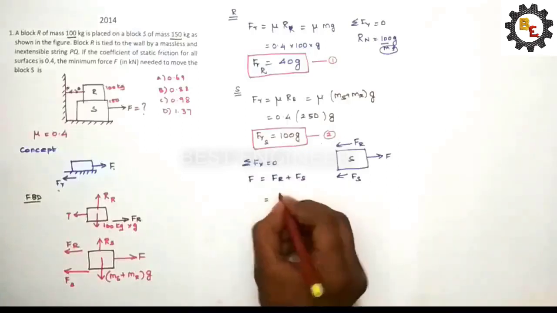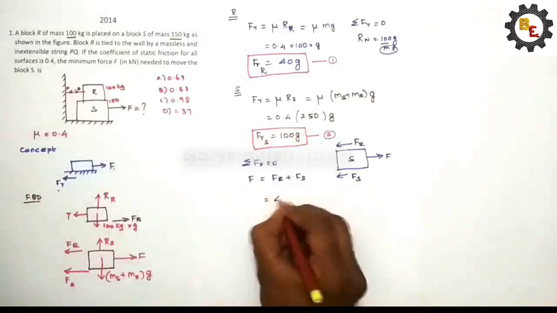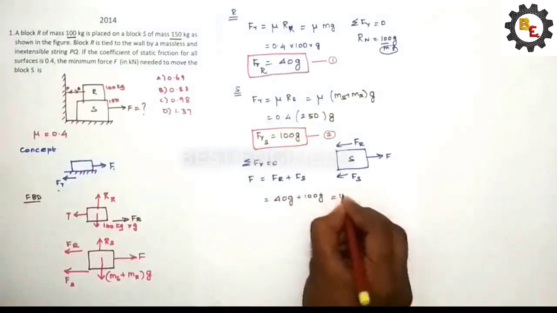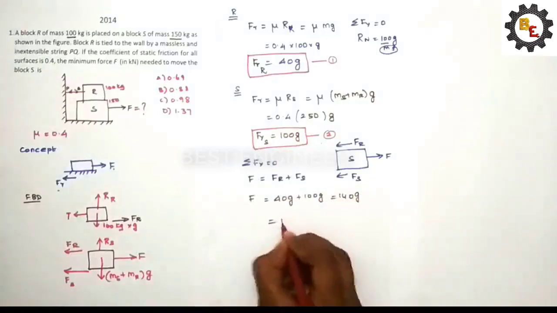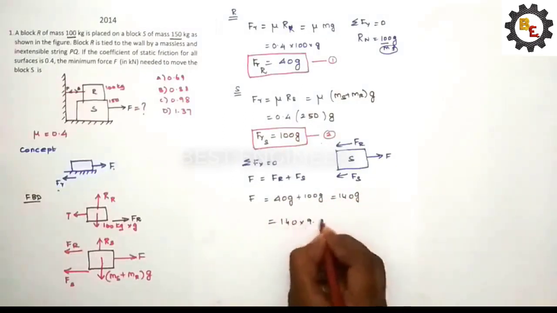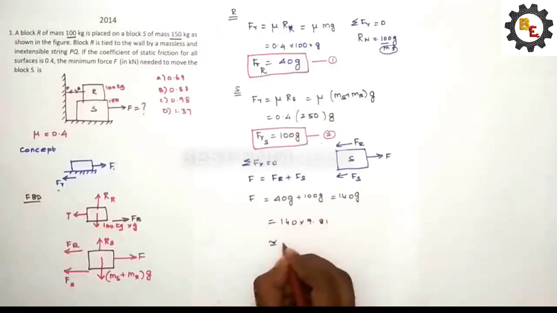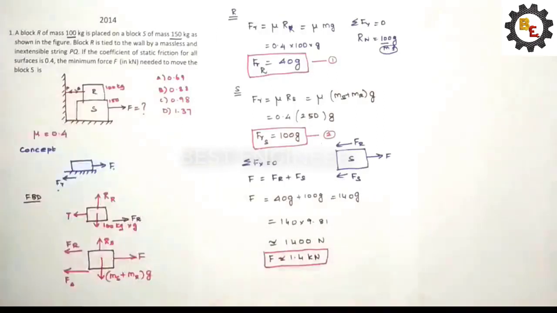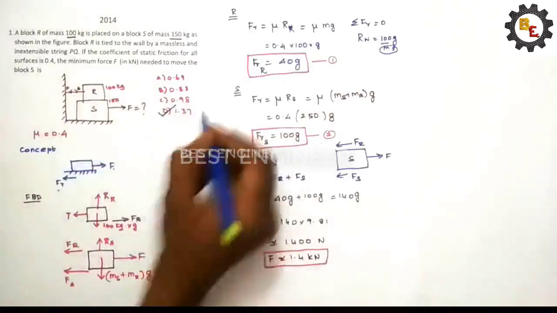Now apply the values. Total force equals Fr, which is 40 G, plus 100 G, equal to 140 G. That is 140 into 9.81, approximately 1400 Newton. So F is approximately 1.4 kilonewton. So D is the correct option. Let me go for question number 2.